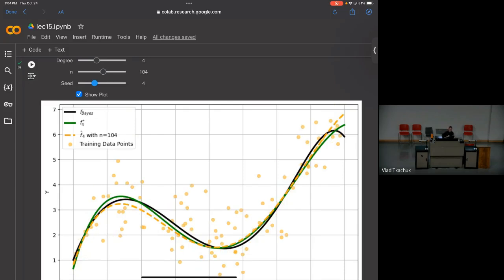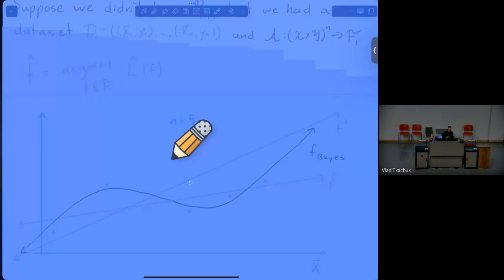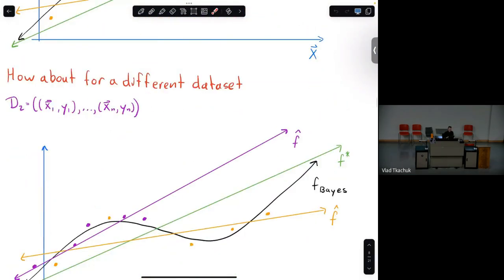Okay, so the thing I want to highlight is these 2 parameters, which is the complexity of the function class. If you increase that, then F star gets closer to F base. And then there's the data set size, which is if you increase the data set size, then F hat gets closer to F star. Okay. That's all I want to highlight with that.